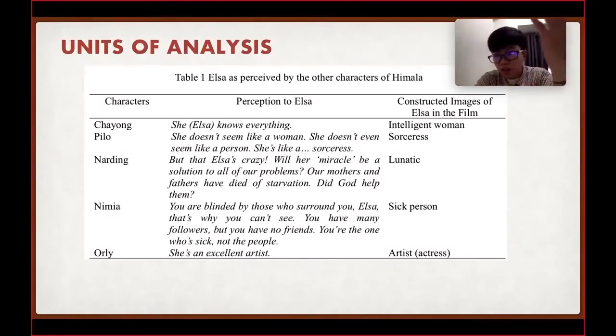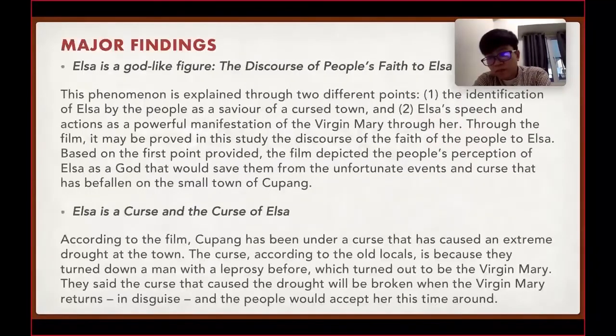Yun po yung ginamit niya, yung semiotics. The denotation is the actual faith healer siya. And then the connotation po is that Elsa is a faith healer, pero she is comparable to a prostitute in the Philippines.